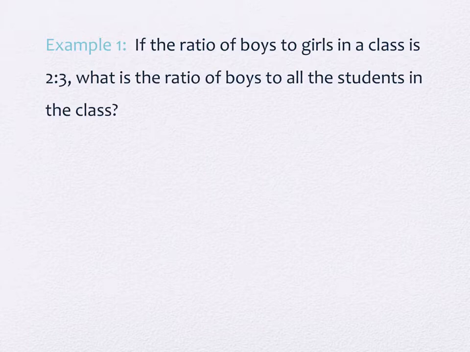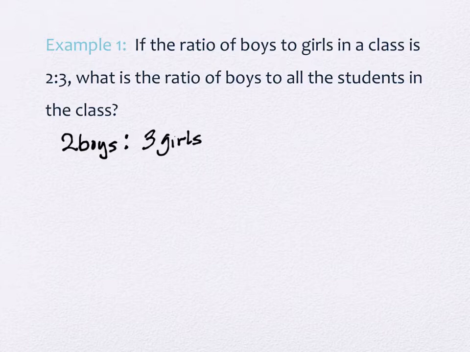On example number 1, we've got the ratio of boys to girls in the class, and it's 2 to 3. So what it means is that for every 2 boys, there are 3 girls. Does that make sense? And if you combine them together, that means there are 5 kids total every time you do this sort of grouping or partitioning.